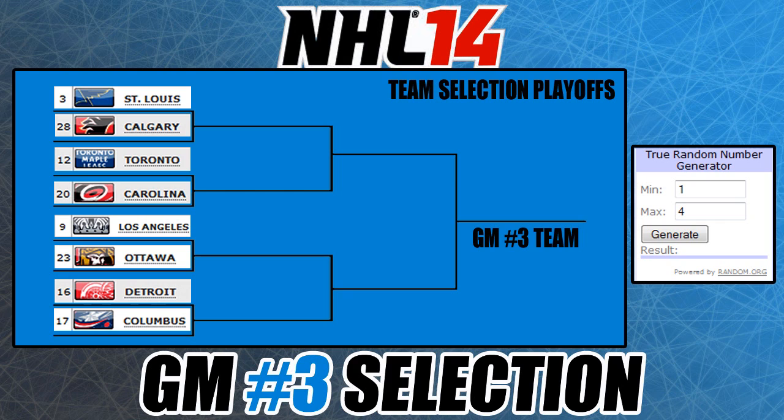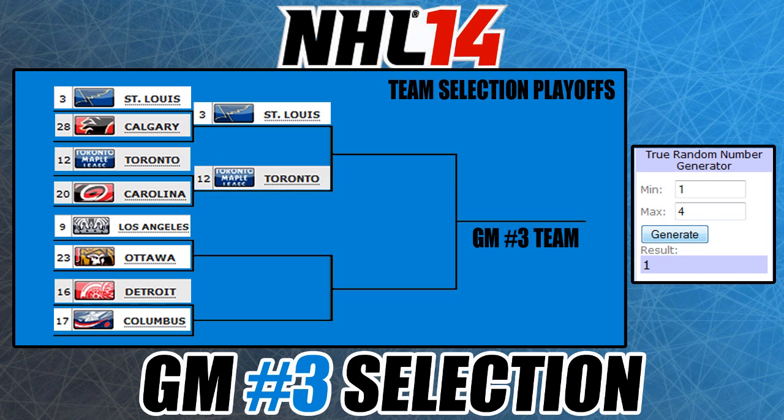So as you can see, I have a random number generator. It is going to be min 1, max 4. Whoever comes out on top with a better score basically moves on. If there is a tie, I will regenerate for both teams. Okay, so round 1, St. Louis and Calgary. St. Louis gets a 4, Calgary with a 3, so Calgary is eliminated. Toronto, Carolina. Toronto with a 4, Carolina with a 4. Okay, redraw. Toronto gets a 3, Carolina gets a 1. So Toronto moves on, Carolina is eliminated.